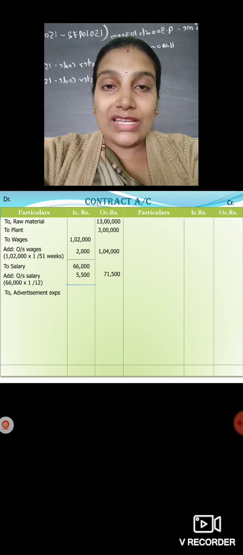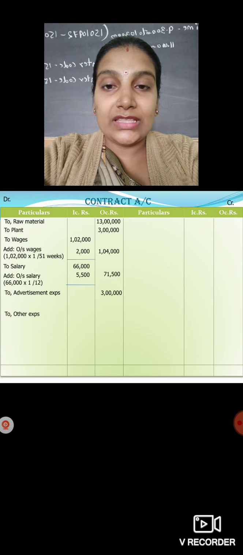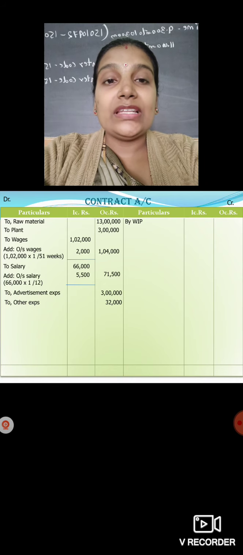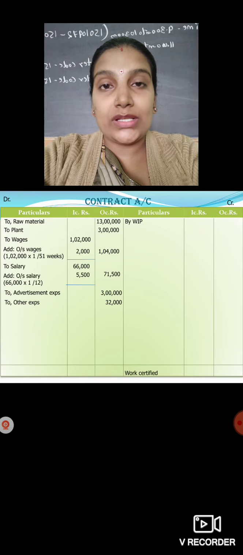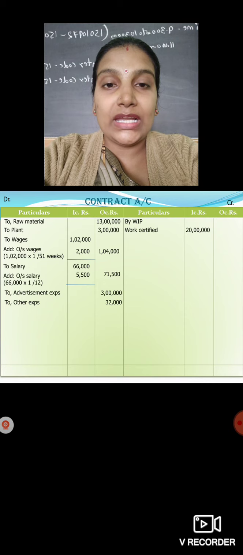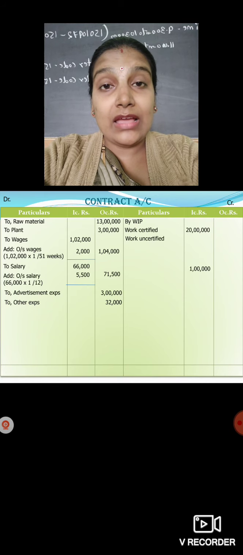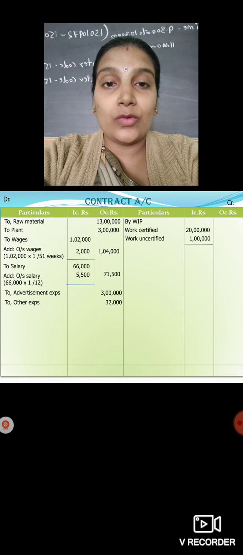Then next you have administration expenses. Directly they have given 3 lakh. Then other expenses you have 32,000. Okay, then you have to record credit side work in progress. Work certified how much did we get? 20 lakh. Work uncertified they have given it is 1 lakh. So total work in progress we have 21 lakh here.